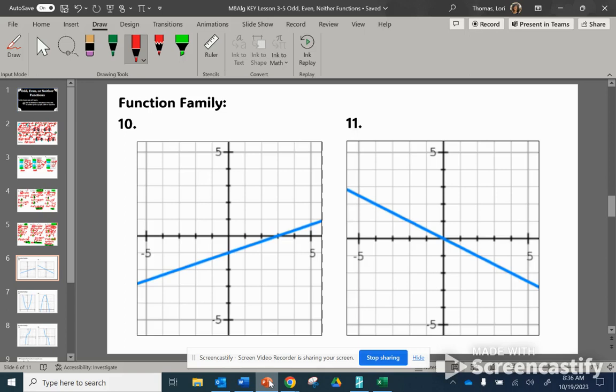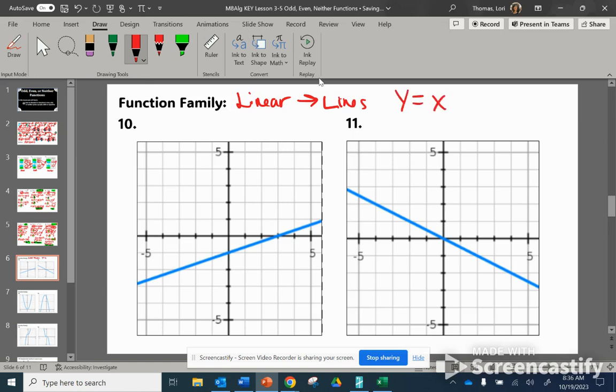Okay, guys, this is our third part of our lesson on odd, even, or neither. So this time we're going to be given a graph. First of all, let's identify the function family. This is the linear function. Linear functions make lines, and our parent linear function, remember, is y equals x.